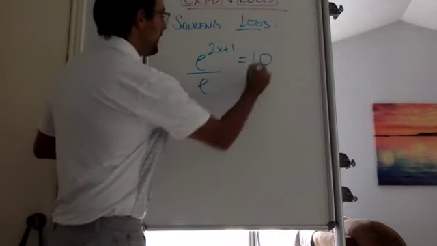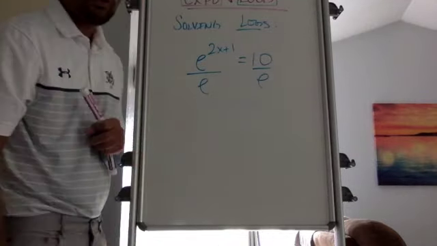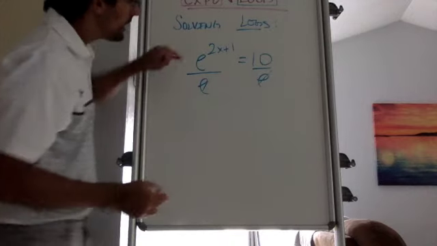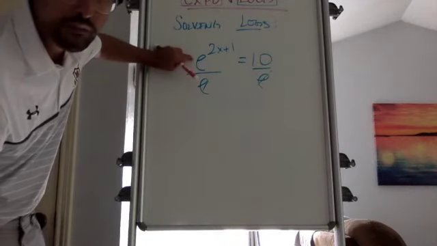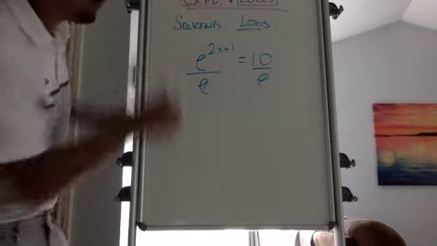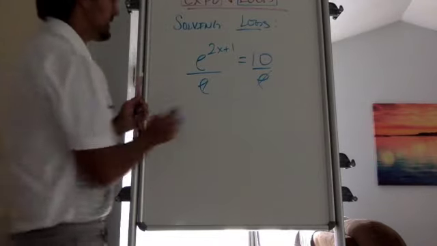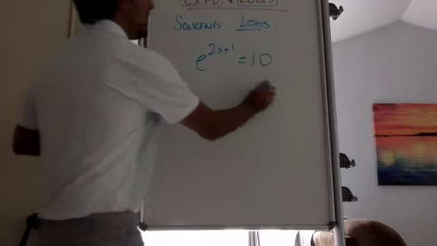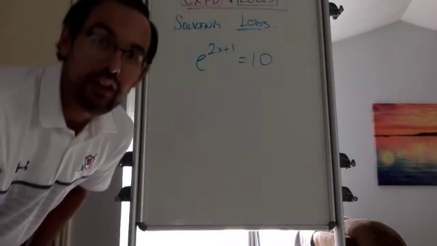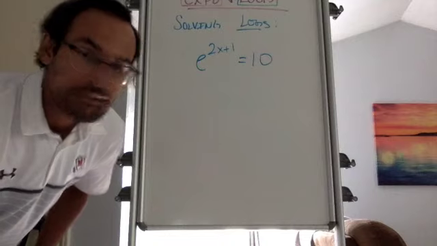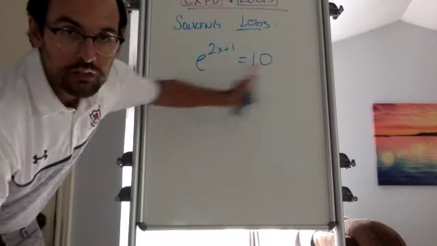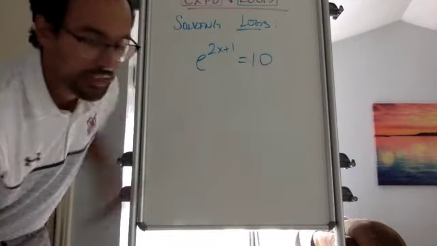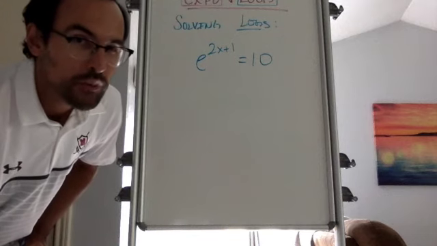Do I divide by e? No, that is wrong, because dividing is not the inverse of raising something to a power with the base. So instead, I want to think of what is the inverse of an exponential base, and that answer is a logarithm with that same base. So I'm going to take a logarithm on both sides here to get rid of e, and I have to take a logarithm with the base of e.